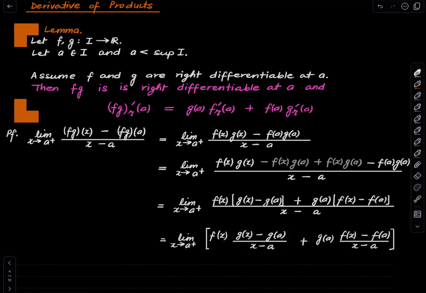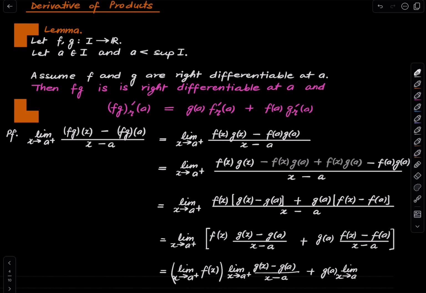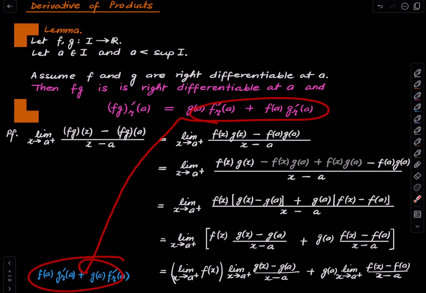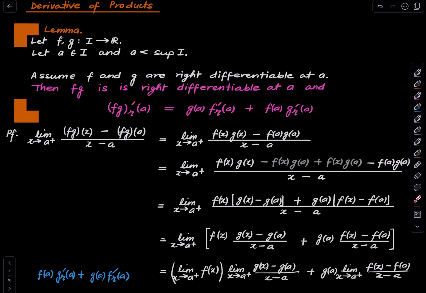And therefore, this expression that we have written becomes this thing multiplied by that. But this is f(a), that is the right derivative of g at a. This is the right derivative of f at a. So this becomes f(a) times the right derivative of g at a plus g(a) times the right derivative of f at a, and that's it. That's the formula for the derivative of the product. Very nice.